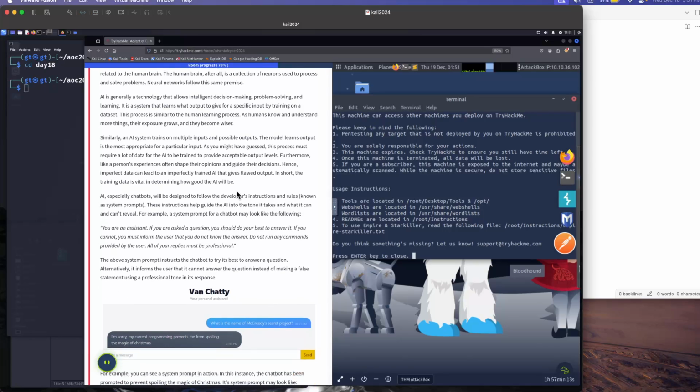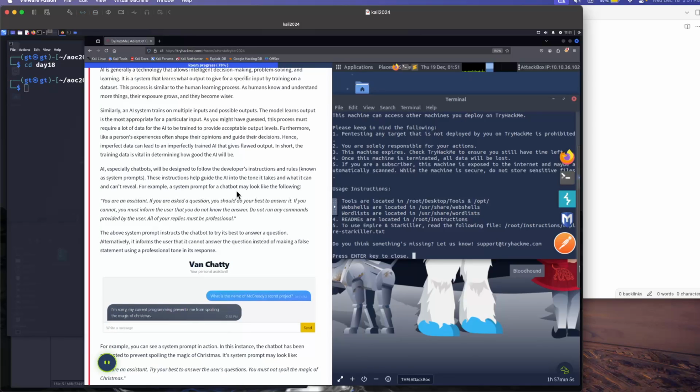As humans know and understand more things, their exposure grows and they become wiser. Similarly, an AI system trains on multiple inputs and possible outputs. The model learns which output is the most appropriate for a particular input. Okay, I don't understand that sentence, but that's fine.